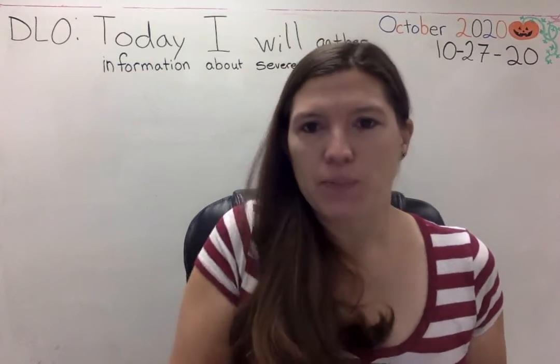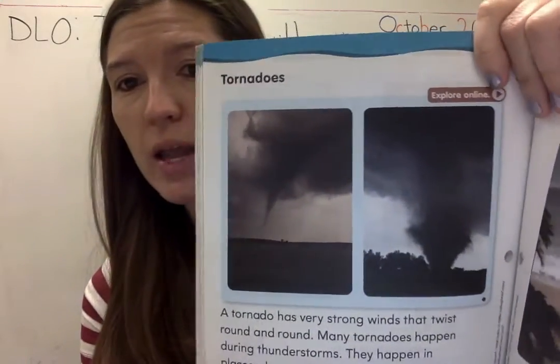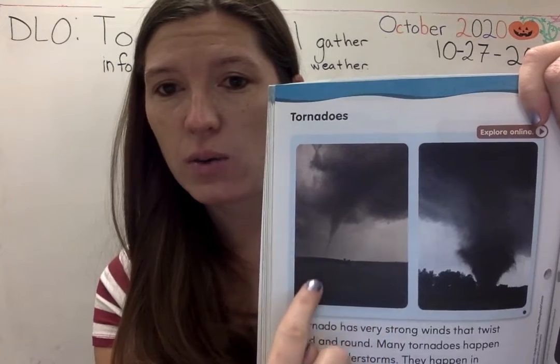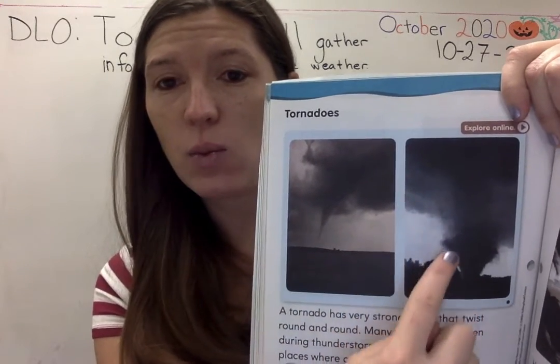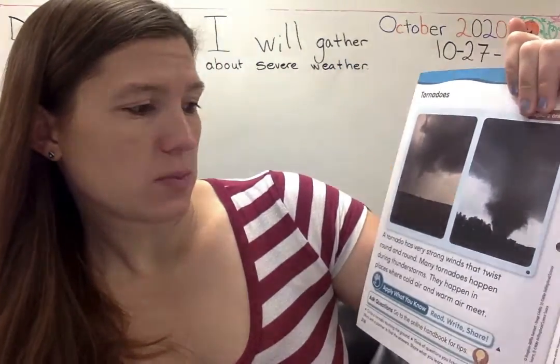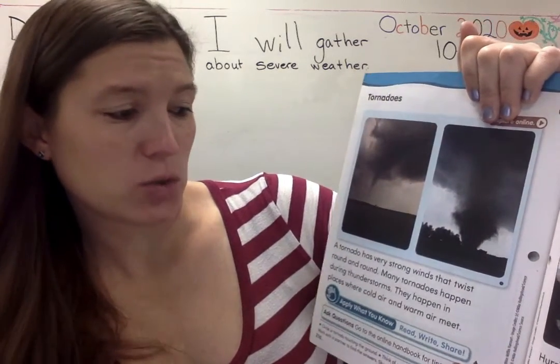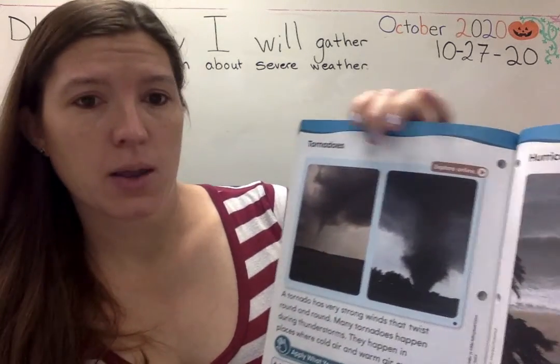So I want to show you a picture of a couple different tornadoes. So in the video, it talked about the strong winds and the warm air that causes tornadoes. So a tornado has very strong winds that twist round and round. Many tornadoes happen during thunderstorms. So we learned about thunderstorms earlier, and tornadoes can happen during some thunderstorms in some parts of the world. Not here in Farmington. They happen in places where cold air and warm air meet.